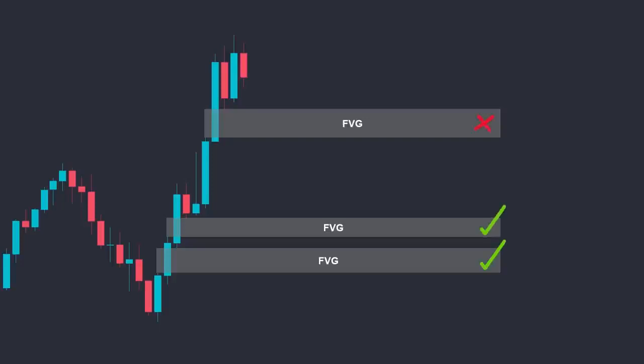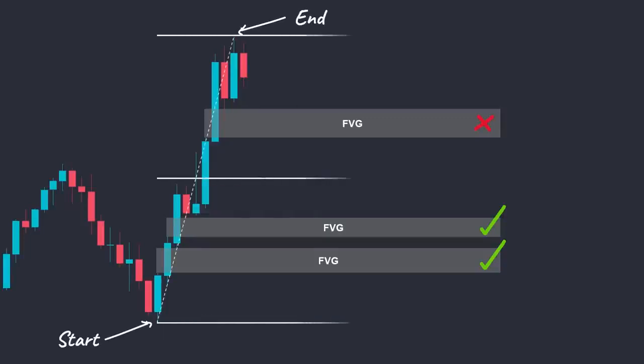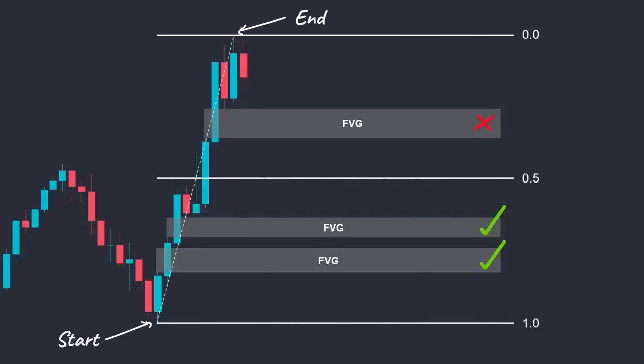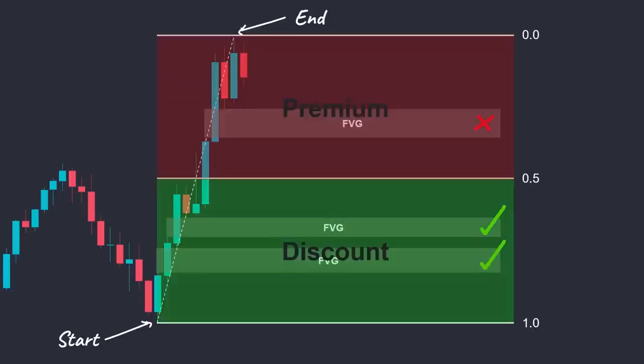Now, why are we not interested in the first zone? The reason is, if we consider here the start and here the end of the latest impulsive move and apply the retracement tool, these two areas are located below the 50% level, which is the discount zone, and this FVG is located above the 50% level, which is the premium side of the range.